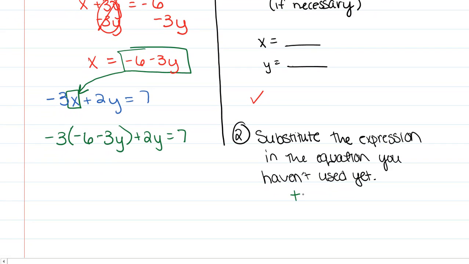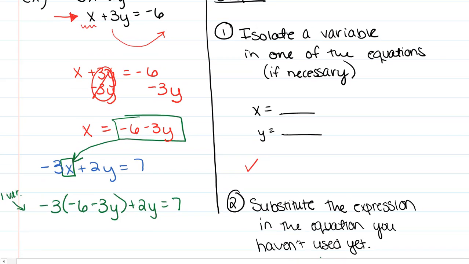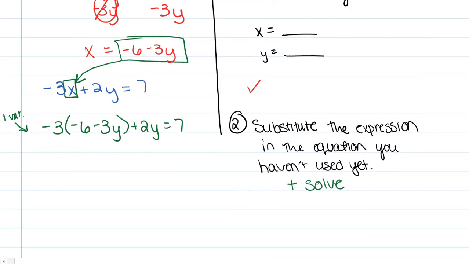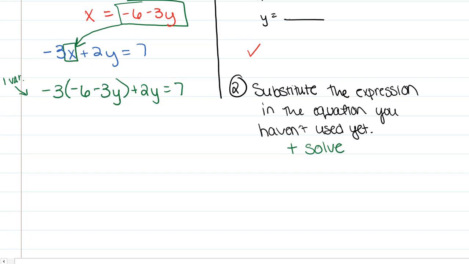And after I've done that, I'm going to go ahead and solve. I can solve now because if you notice in this green equation, there's only one variable. In the entire equation, I only have y. In both of my original equations, I have x and y. All right, so having one variable, I can go ahead and solve. So I get 18 plus 9y plus 2y equals 7. I got that by distributing.